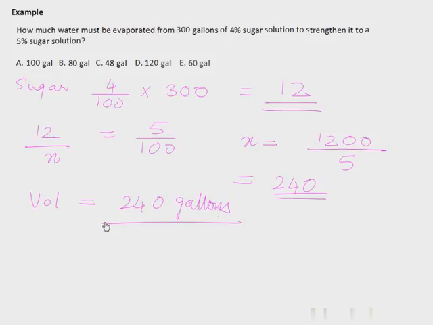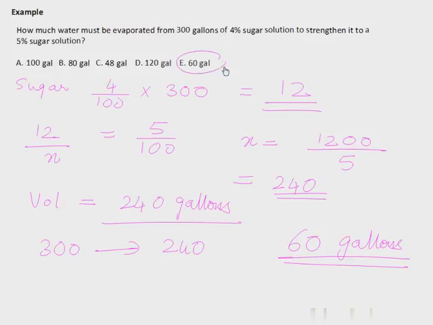So how much do you need to evaporate? You need to come down from 300 to 240. So you need to evaporate 60 gallons. And that's your answer, E.